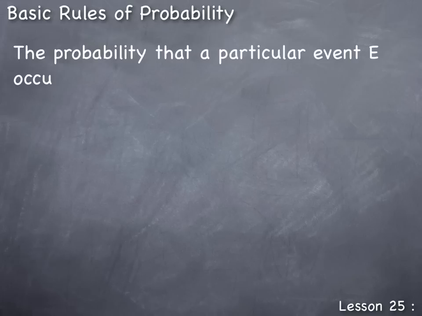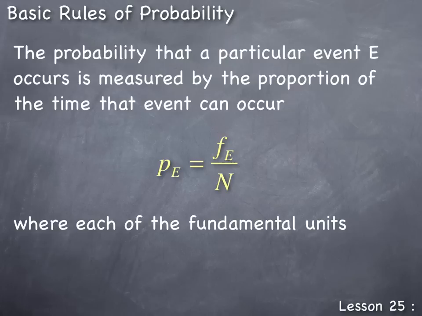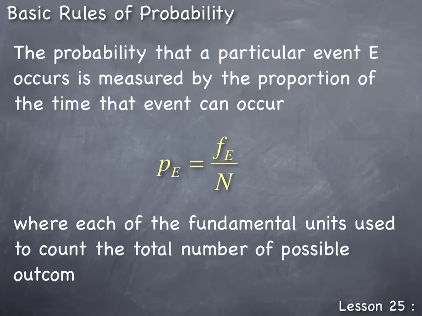The probability that a particular event E occurs is measured by the proportion of the time that event can occur, where each of the fundamental units used to count the total number of possible outcomes are equally likely. So here, this formula, P of E is equal to F of E over N, is our basic rule of calculating probabilities using the relative frequency or proportion approach.